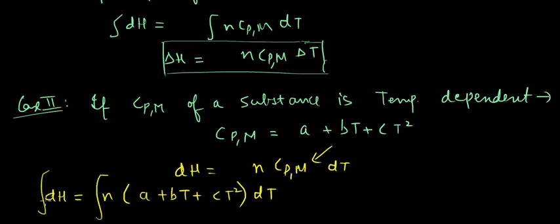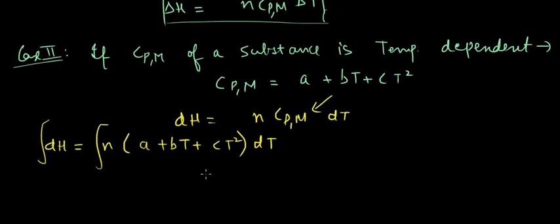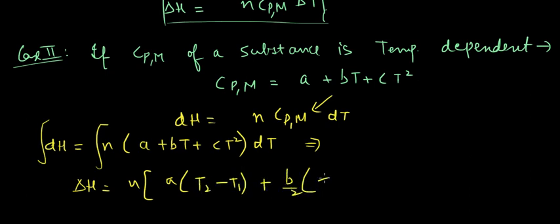Now when we integrate it from T1 to T2, we get delta H equal to n times a times T2 minus T1, plus b by 2 times T2 square minus T1 square, plus c by 3 times T2 cube minus T1 cube.